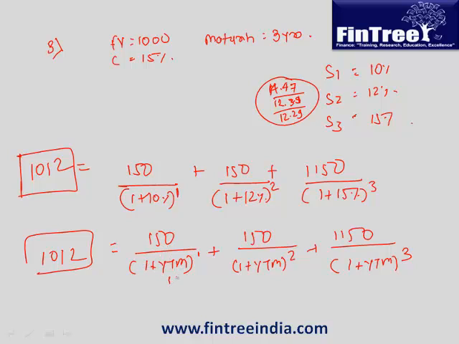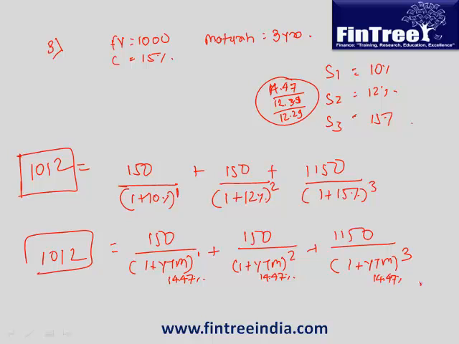14.47. So if I substitute 14.47 here, one single rate instead of using 3 separate rates, it will still satisfy the equation. This is what YTM is. It is a complex mathematical average of a series of spot rates. Is it clear? If you want to cross check, let's do it together. Okay, let's cross check. Let's see if it really works.